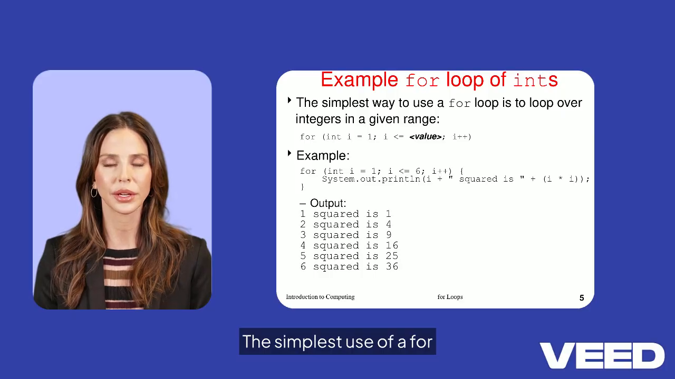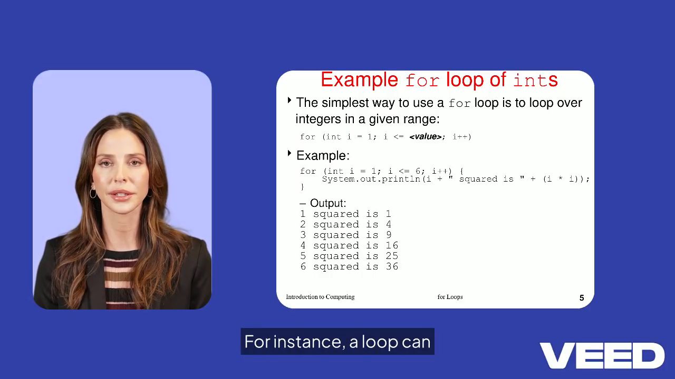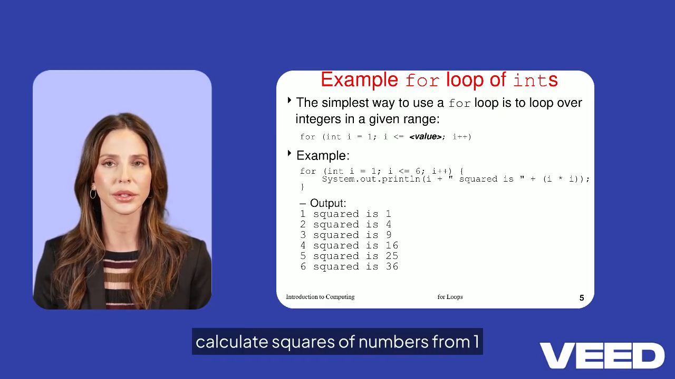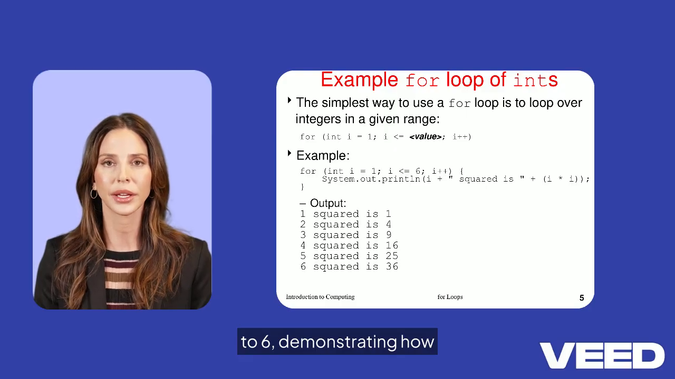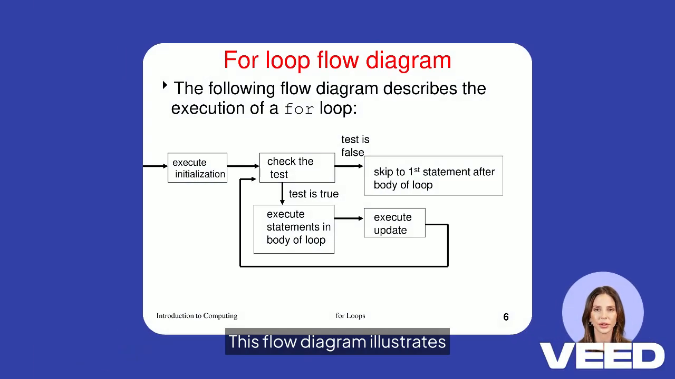The simplest use of a for loop is iterating over integers within a range. For instance, a loop can calculate squares of numbers from 1 to 6, demonstrating how for loops can automate repetitive calculations efficiently. This flow diagram illustrates the execution process of a for loop.